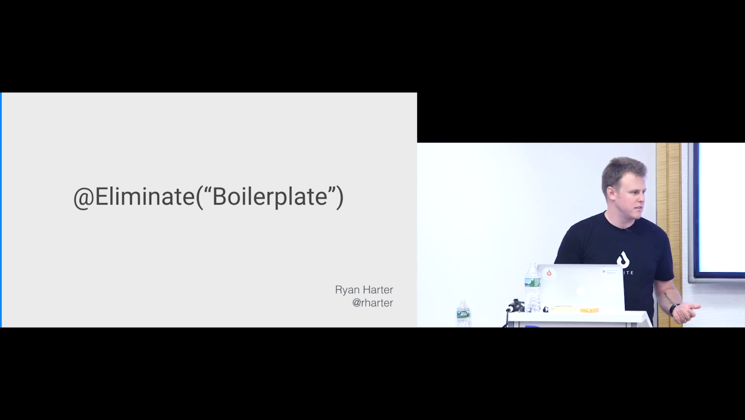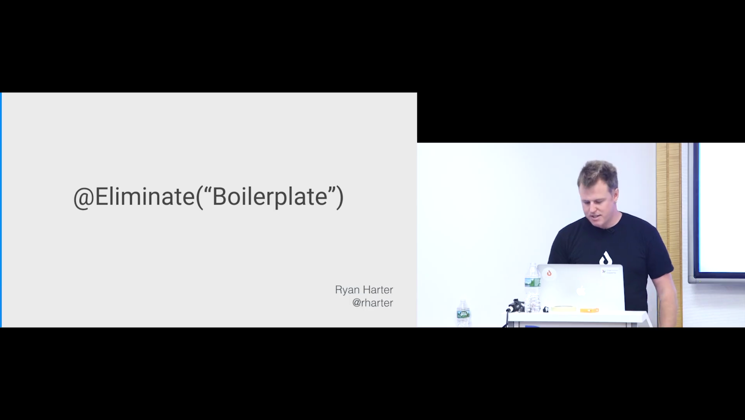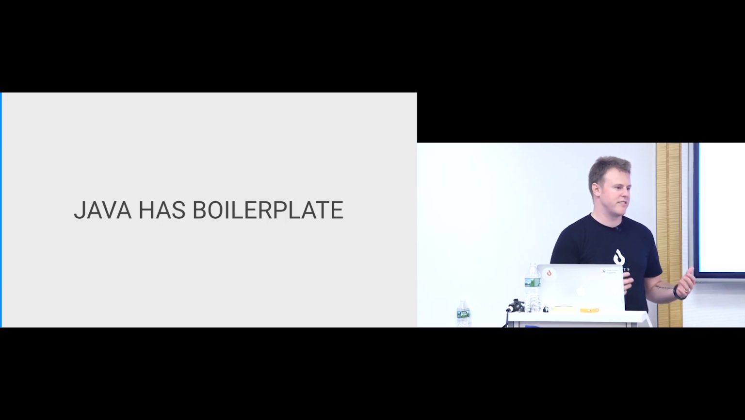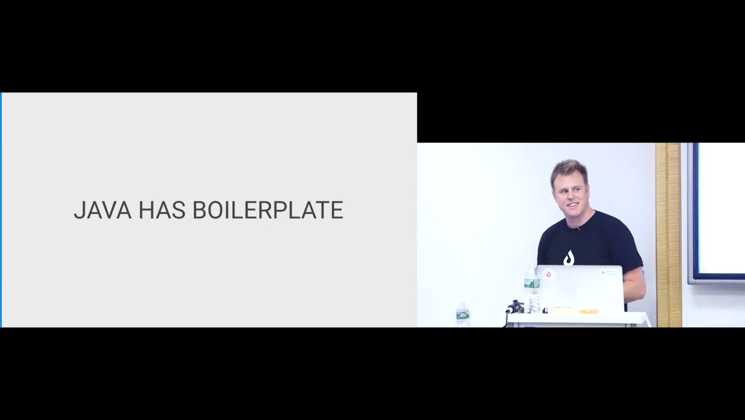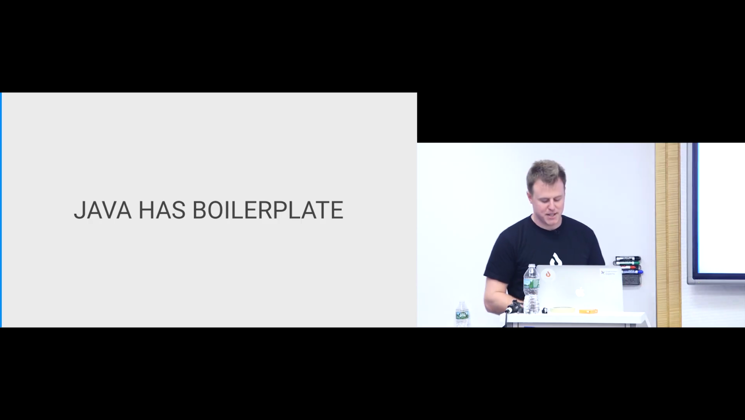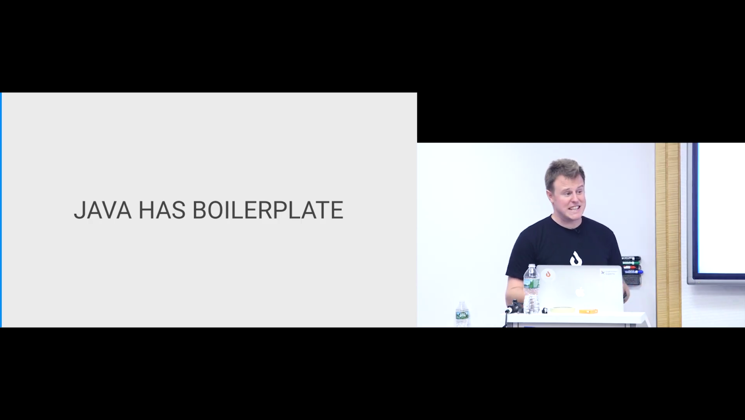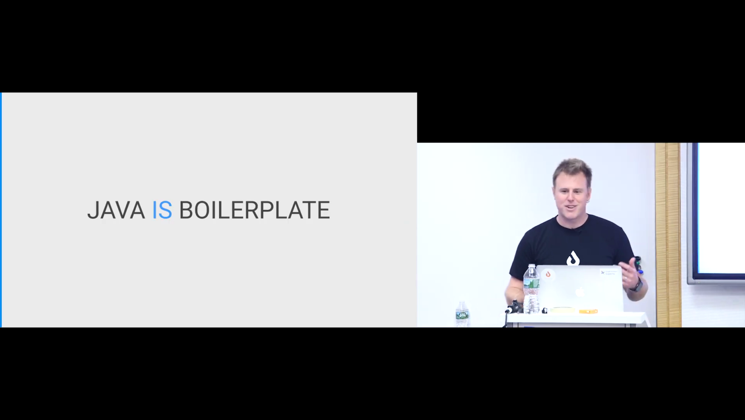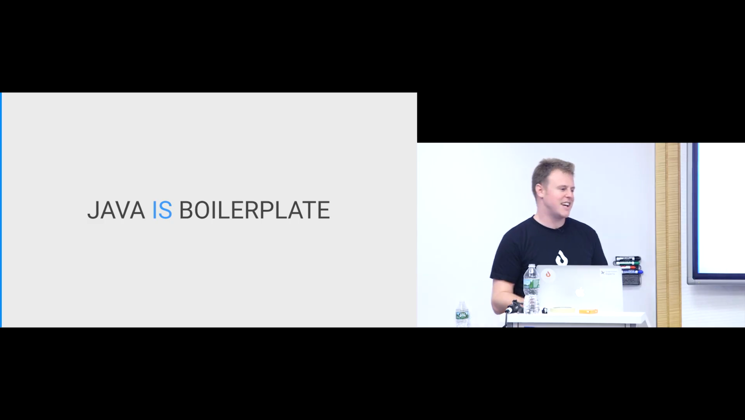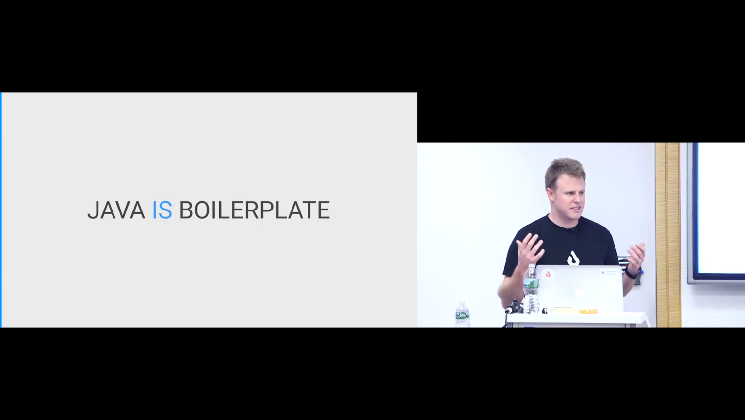So if we're all Java developers here, then we probably know that Java has boilerplate, right? That's pretty common knowledge. We can admit that. A lot of people would argue that Java is boilerplate, which is also kind of true. There's just a lot of stuff that you have to do in Java that, like, we write computer programs, right? They should be able to do this for us.